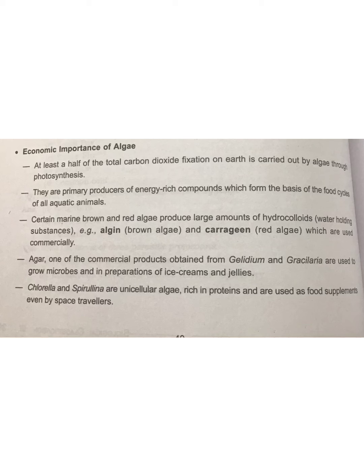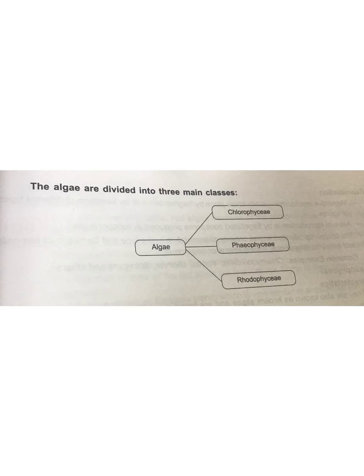So in this way, now in the next session we will be learning about the details of subdivisions or subgroups of algae. They are mainly subgrouped into three categories: chlorophyceae, phaeophyceae and rhodophyceae. As I have said to you, it depends upon the pigmentation. So we will study these in detail in the next session.